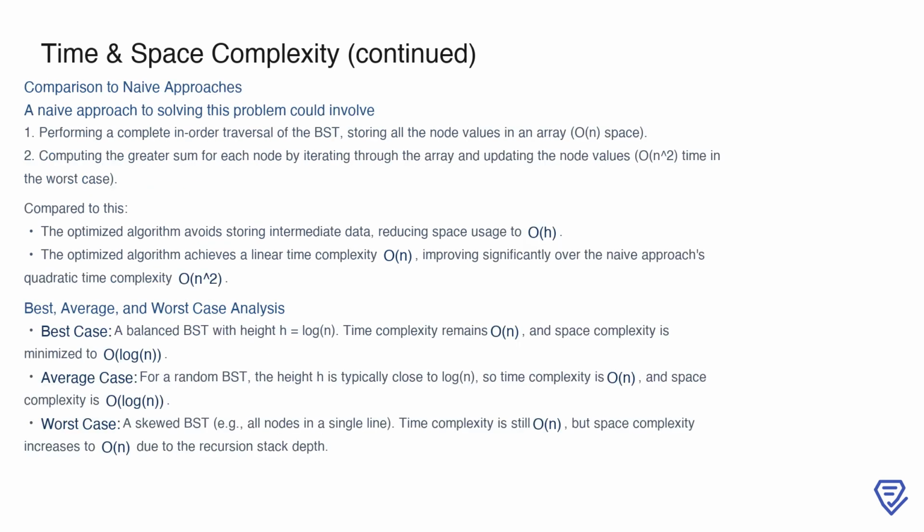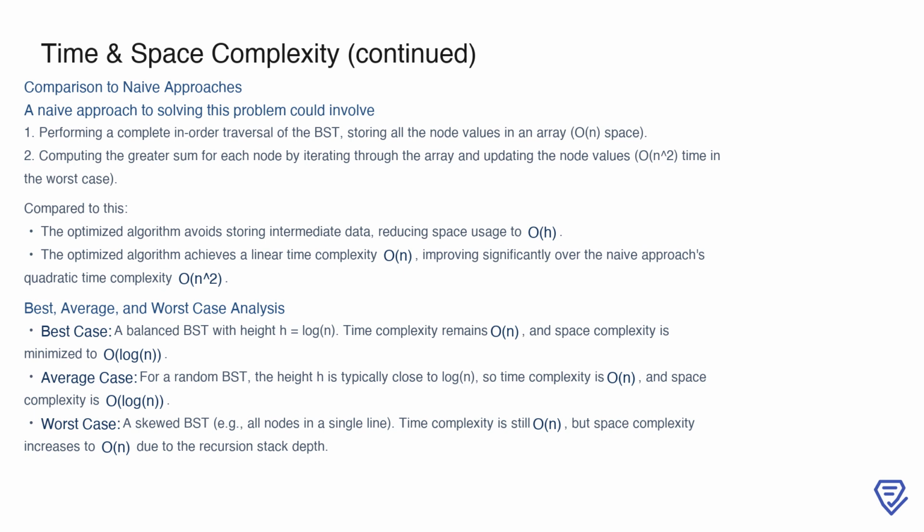When comparing this optimized algorithm to naive approaches, the improvements in efficiency become clear. A common naive approach might involve performing a standard in-order traversal to store all node values in an array, which requires O(n) space. Then, for each node, the algorithm would calculate the greater sum by iterating through the array, leading to a worst-case time complexity of O(n squared). In contrast, the optimized algorithm avoids storing intermediate data, which reduces space usage to O(h), where h is the height of the tree. Additionally, the optimized algorithm achieves a linear time complexity of O(n), a significant improvement over the quadratic time complexity of the naive approach.